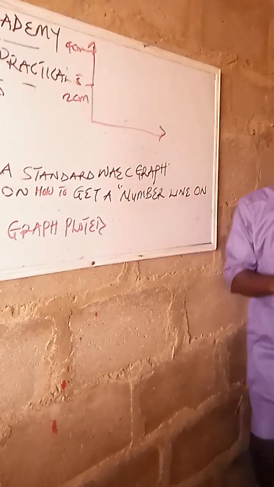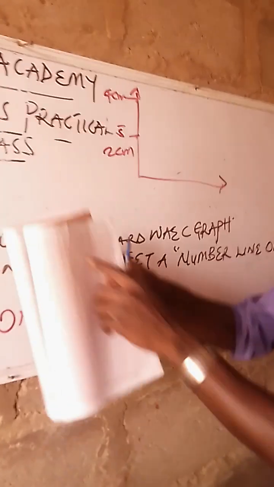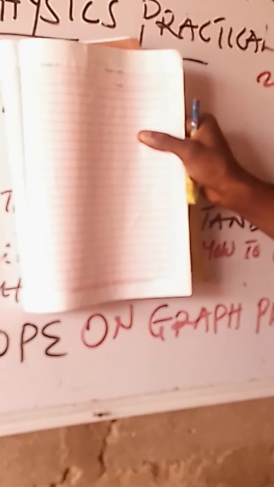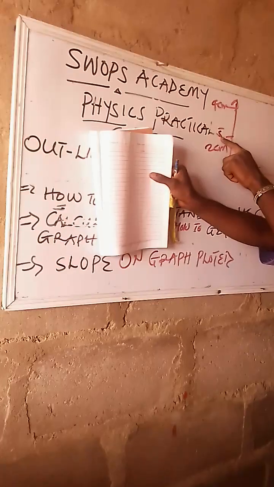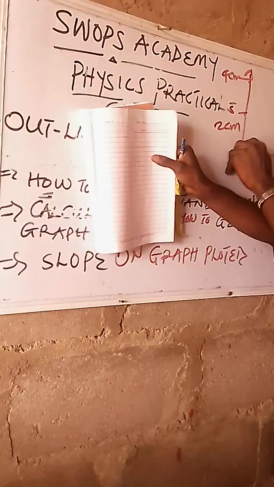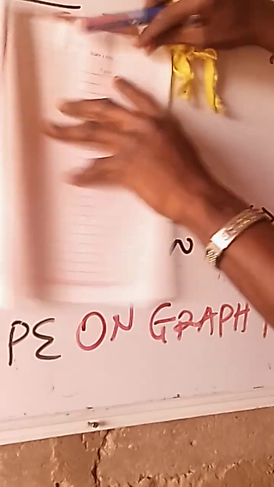Now there's one space here, where they put y-axis. Note that I told you earlier, y-axis means the vertical axis, and x-axis means the horizontal axis. On that y-axis, what do we put here? We put 5. In how many bars? 10 bars, representing 2 centimeter. That's what they want you to write here.